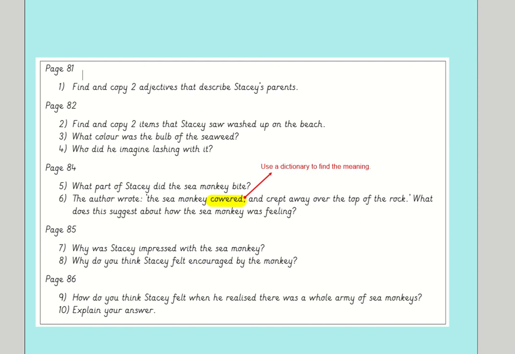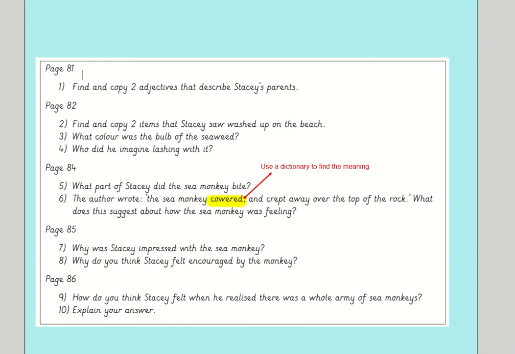On page 84, you're answering what part of Stacey did the sea monkey bite. And the author wrote the sea monkey cowered and crept away over the top of the rock. What does this suggest about how the sea monkey was feeling? You'll see I've highlighted cowered there because I think you might want to use a dictionary to find the meaning of that word first, because it's really important when we answer questions that we understand what all the words mean.